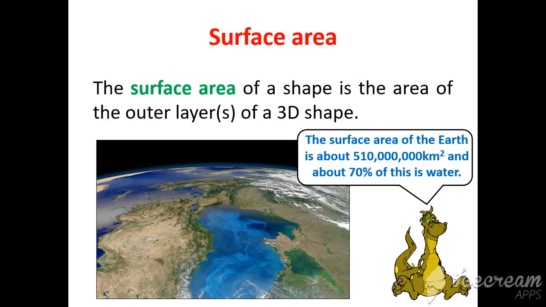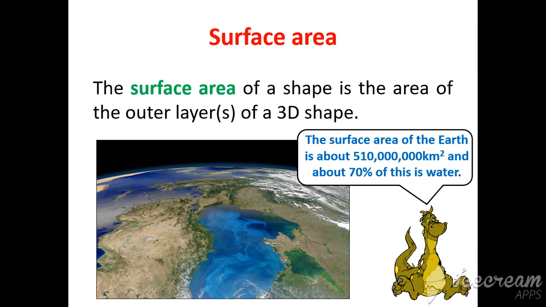The surface area of a shape is the area of the outer layer of the 3D shape. So it's just the area on the outside of the shape, the surface. We're not worried about what's inside it. We're looking at what is the area on the outside of the shape.